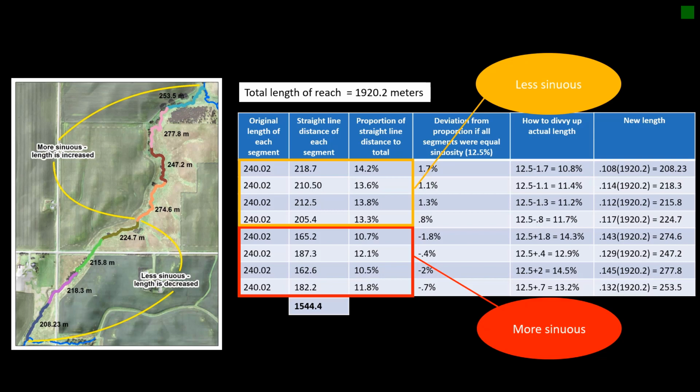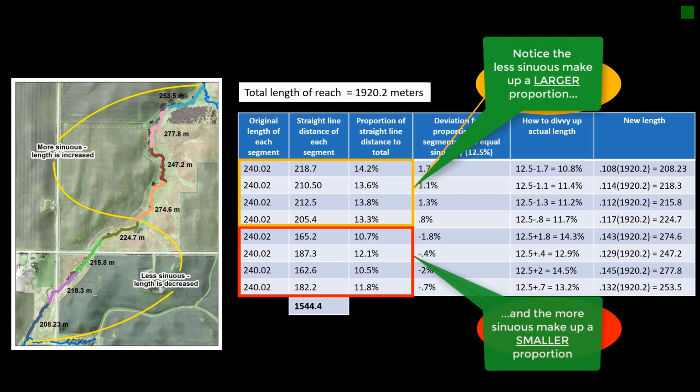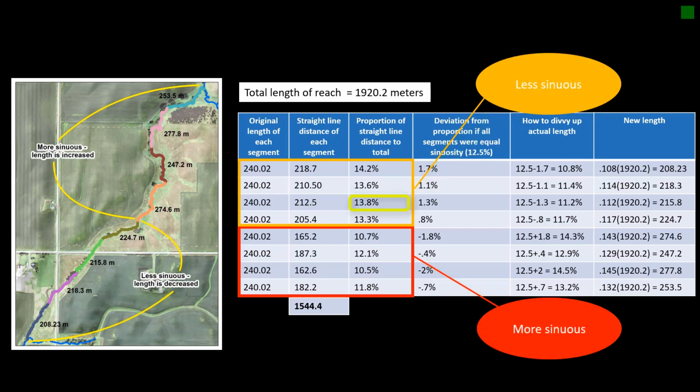We then find how much the actual proportions deviate from that assumed equal proportion. So for example, 13.8 minus 12.5 equals a 1.3% deviation. We'll then subtract those differences from the assumed equal proportion and multiply that difference by the total length to get a new length for each riparian segment that has been adjusted for sinuosity.